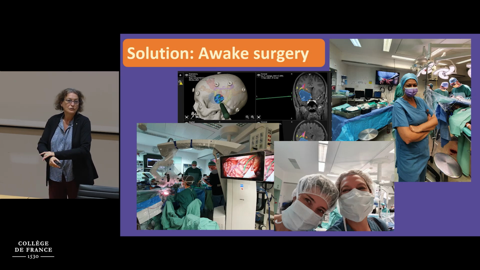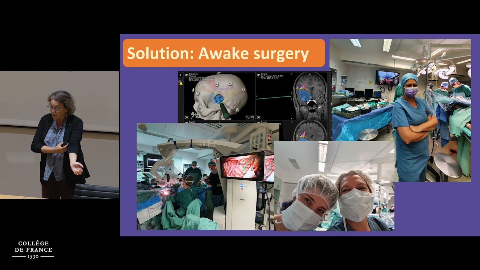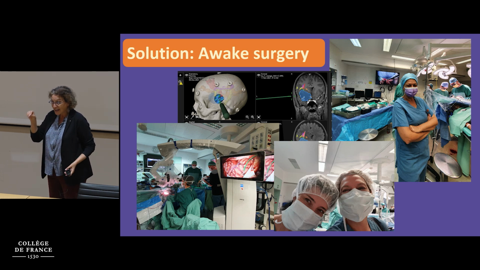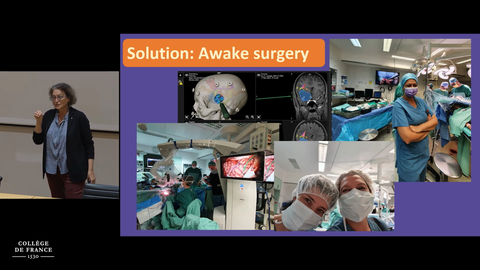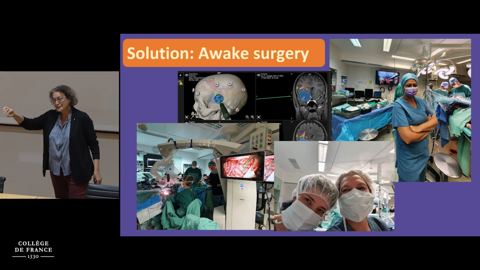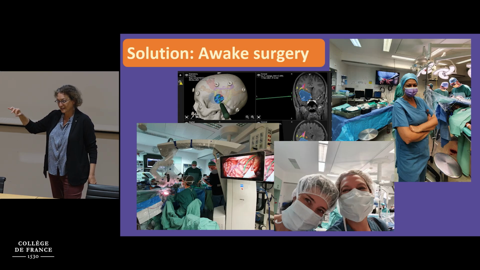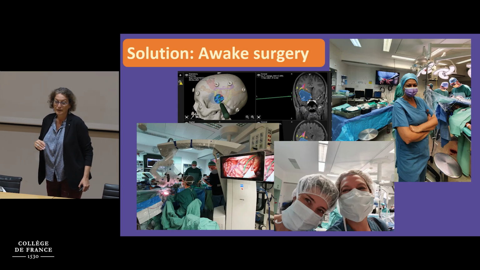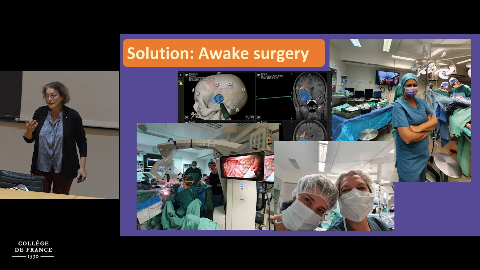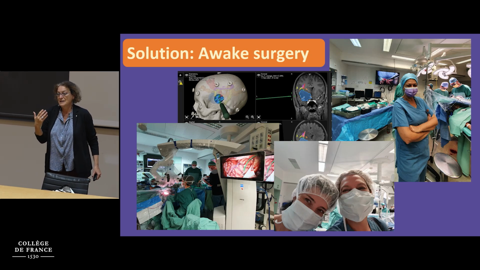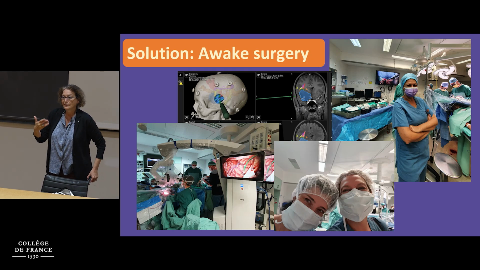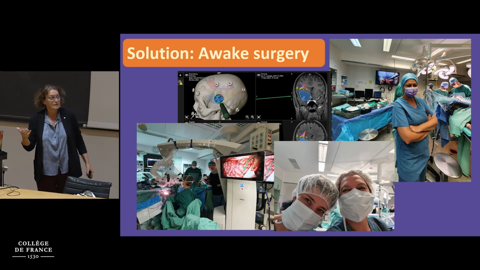Now, we could talk to them, but it would be more efficient to actually tap the abilities that we want to protect, that we know are related to the white matter tracts that are close to the tumor and to the cortical areas that are close to the tumor. So during surgery, we use tests to make sure that the patient is protected. How do we do it?